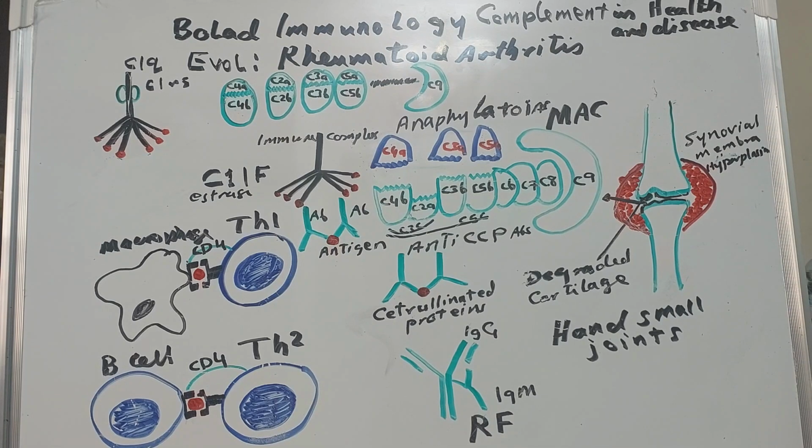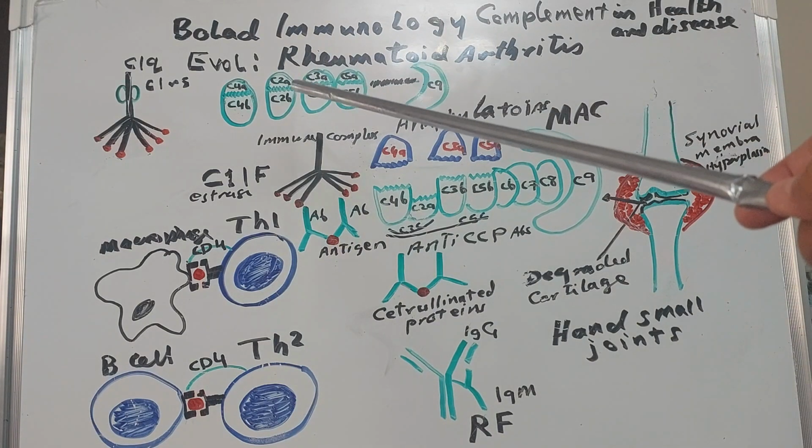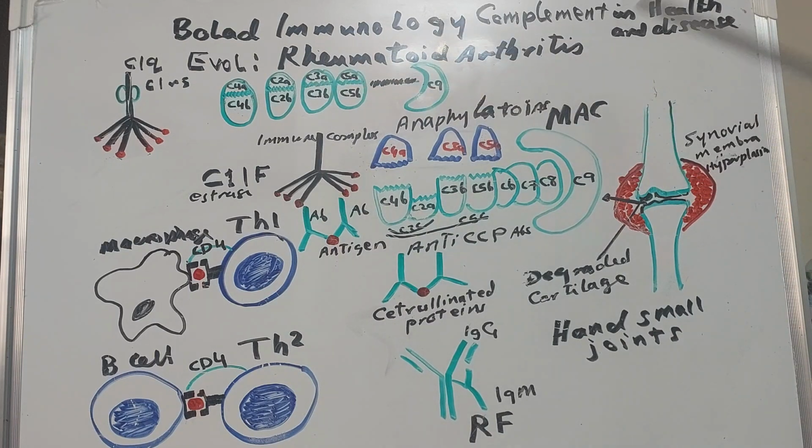In this video lecture, I'm going to talk about complement in health and disease, evolution of rheumatoid arthritis. As you know, the complement system is a major effector of the humoral branch of the immune system, and it includes more than 30 soluble and cell-bound proteins. This starts from C1, as can be seen here.